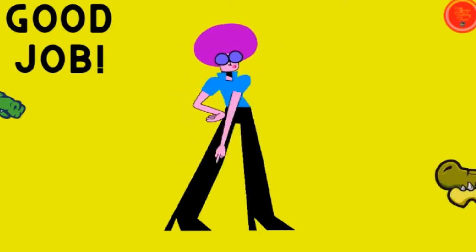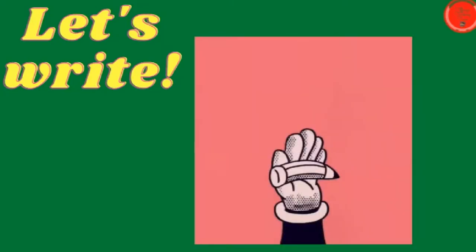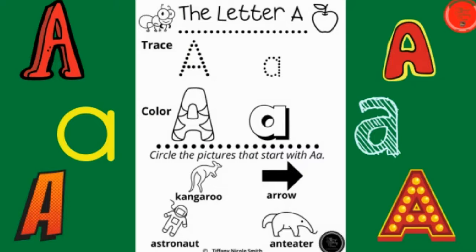All right, nice work. Let's write. So you can use your whiteboard or you can print these out from my website. Or you can just help me and follow along on the screen. Our first direction says to trace. So I'm going to trace uppercase A and then lowercase a, circle and a stick.